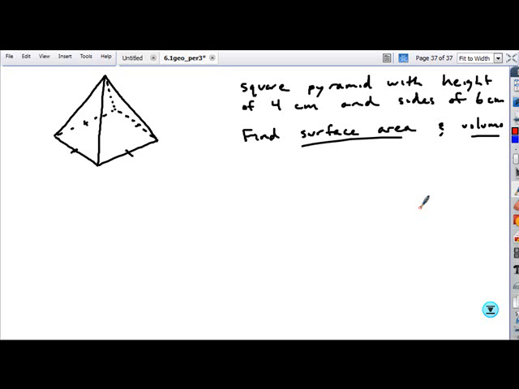Right, is one of those pieces of information easier to find than the other? Volume, right? Hey, what is the volume? Let's do that one first, real quick. Okay, so the volume formula for this is what? It's a pyramid, so it is 1/3 B times H, where B is the area of the base, H is the height of the solid.